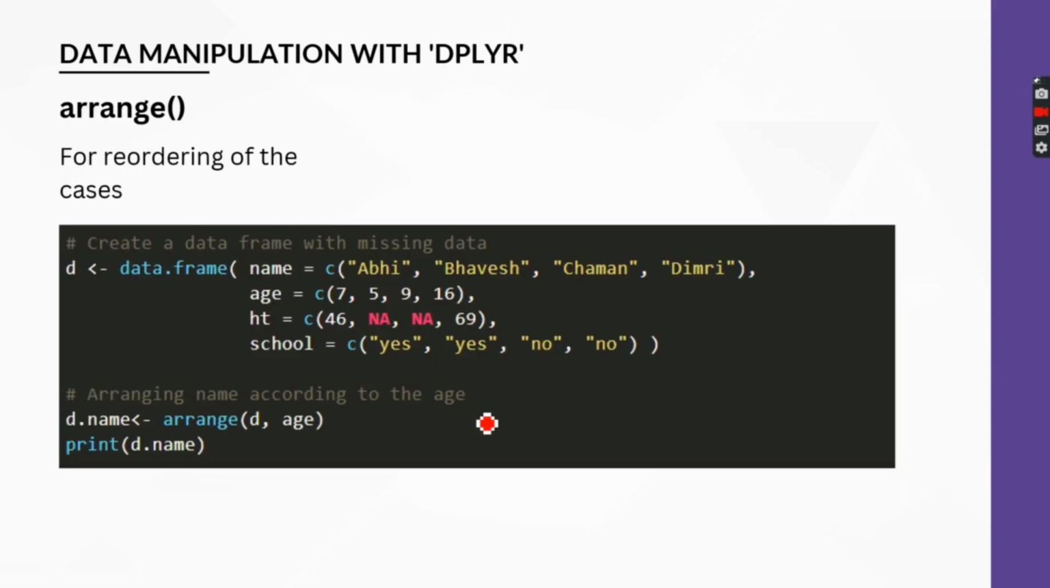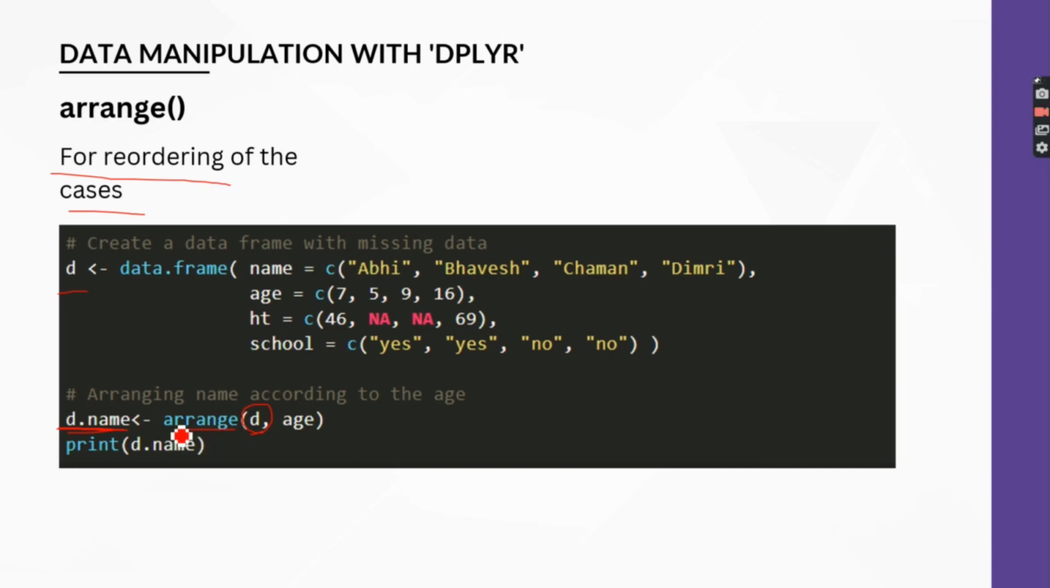Now let's see arrange. Arrange, as the word suggests, is for reordering of the cases. How we want to arrange is how we are going to tell it. Now for arrange, we are going to save the result into a variable named d.name. We are going to tell arrange that we want to use the data frame d that is defined here. So we are going to tell the arrange function what parameters we want and how to arrange the data frame in our way.